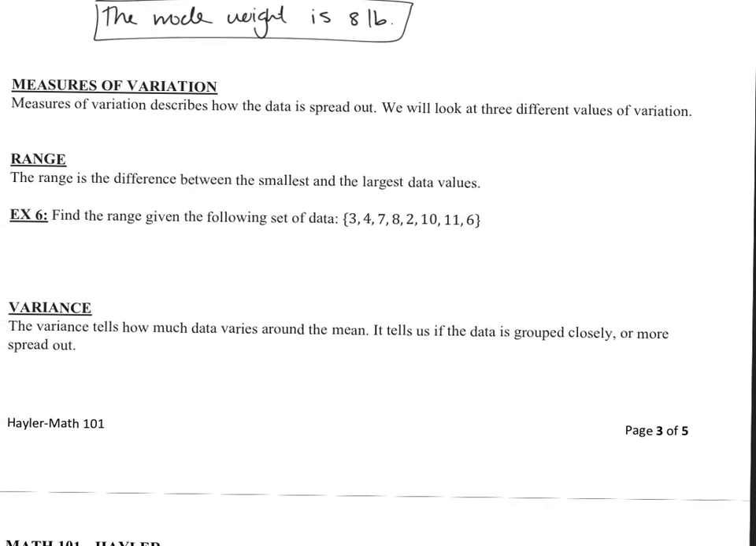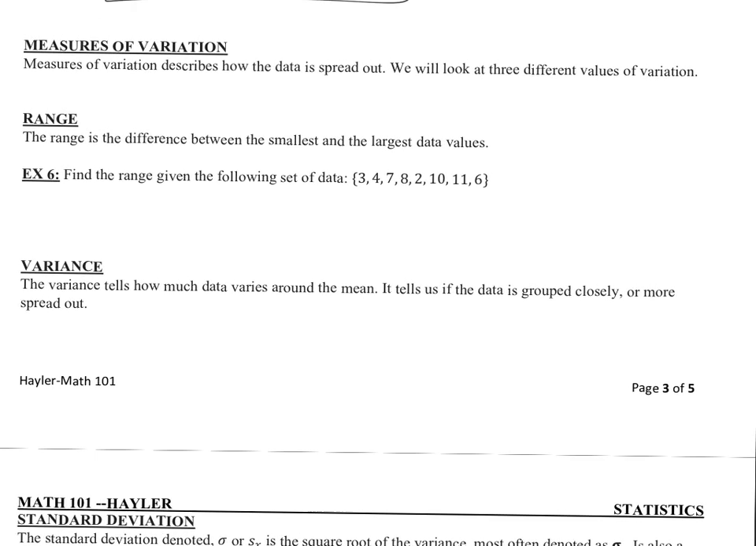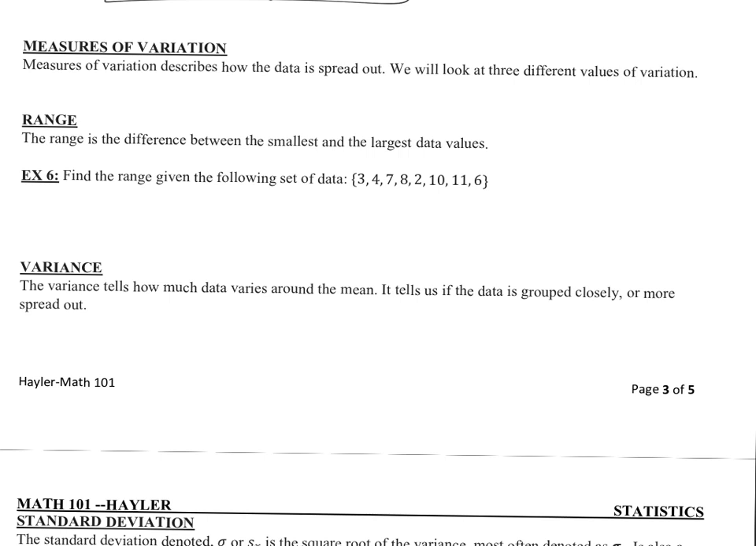Okay, so now we're going to look at measures of variation. So we had measures of central tendency, which were our averages. Now we're looking at measures of variation. So measures of variation describe how the data is spread out. We're going to look at 3 different values of variation.